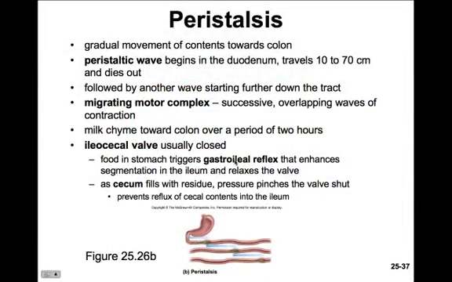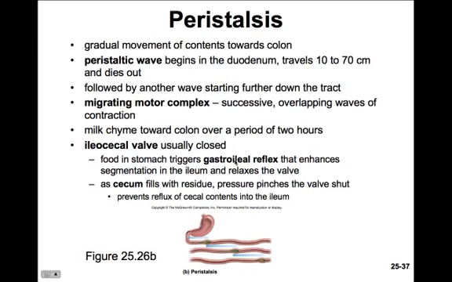Peristalsis is a wave-like contraction that we saw in the esophagus to push a bolus of food down into the stomach. This peristaltic wave is going to begin in the duodenum, and it'll travel about 10 to 70 centimeters and then die out. And another wave will begin slightly downstream of the first. That acts to push material through the small intestine. It's known as a migrating motor complex, which is successive overlapping waves of contraction. They basically milk the contents of the small intestine towards the large intestine.